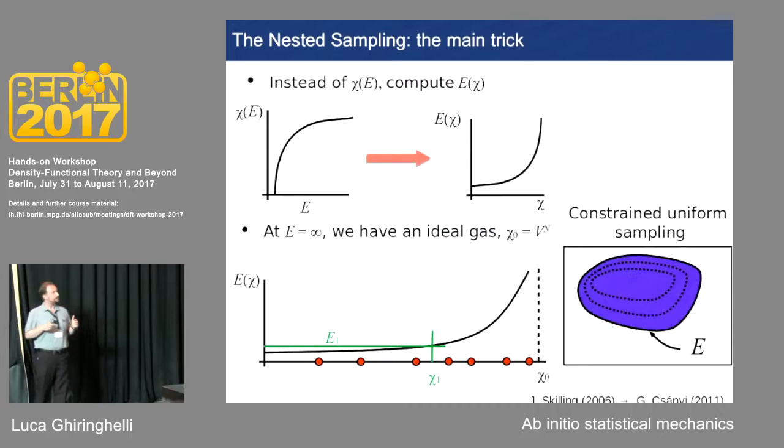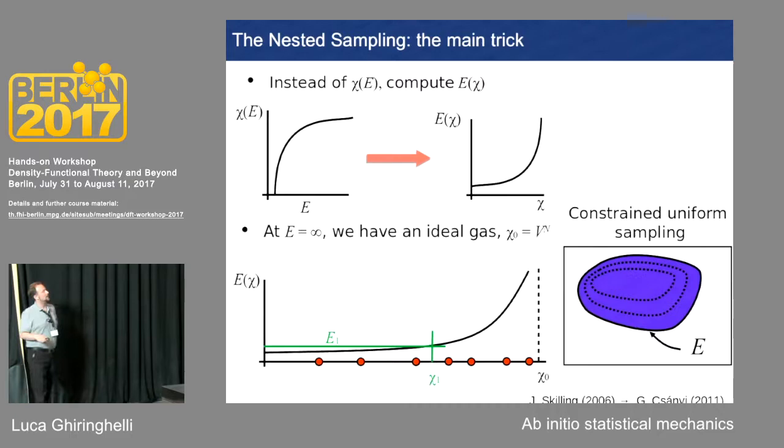But then one noticed that this object, this cumulative density, is by construction monotonic. So it can be inverted. And it turns out that if you look at the inverted quantity, it's much easier to evaluate. So this would be the energy of a certain volume of the phase space. We know the limit: when the energy is infinite, the volume of the phase space is that of the ideal gas, once again.